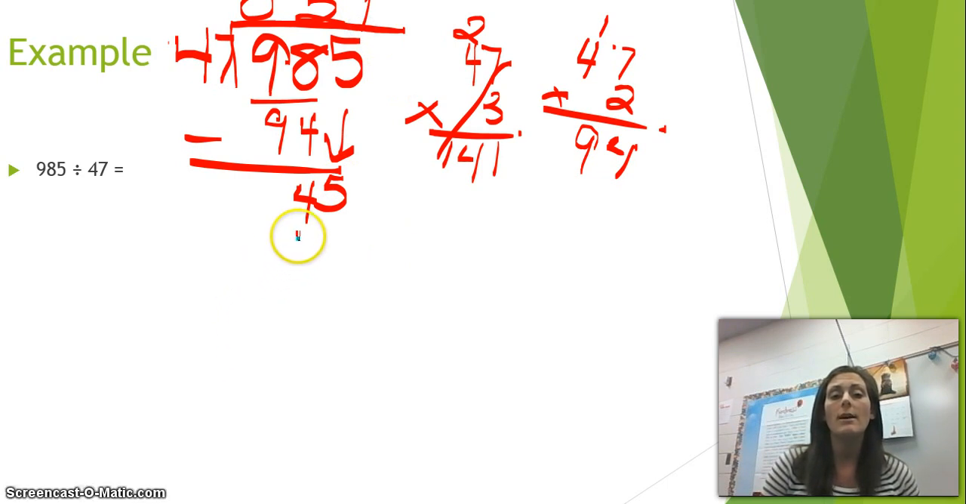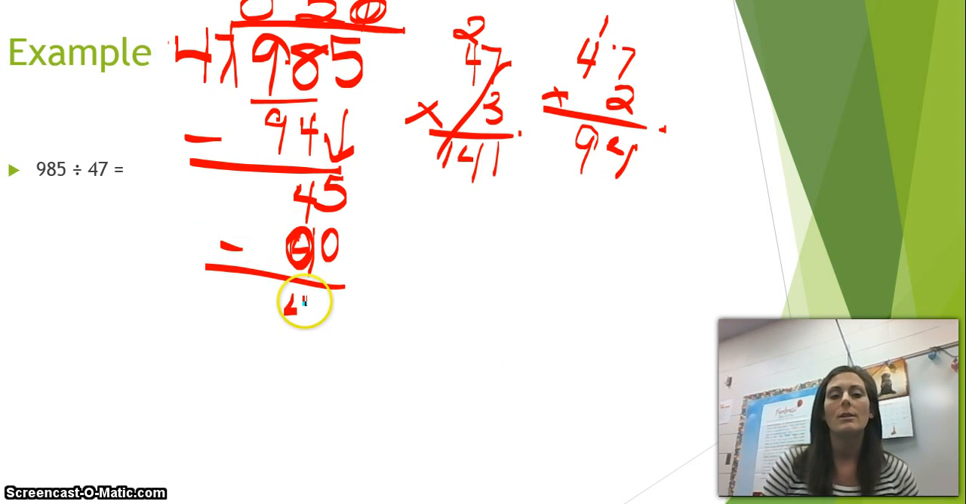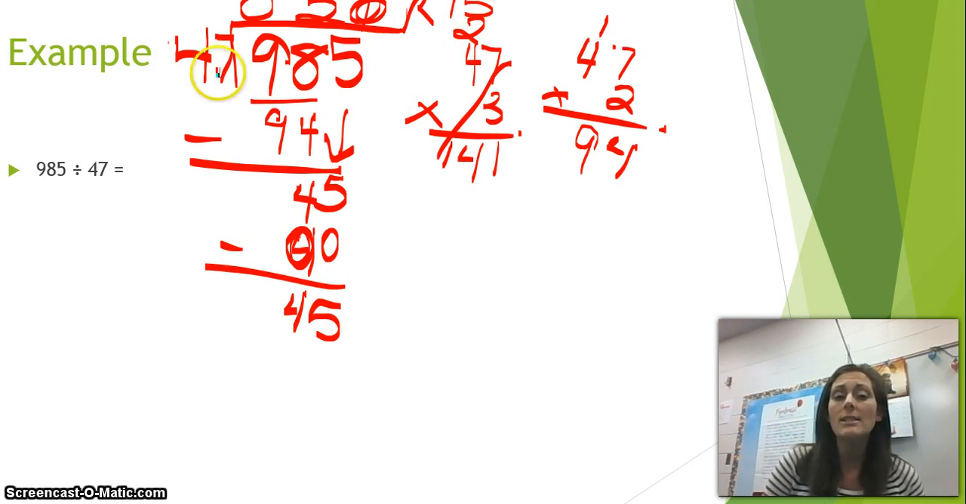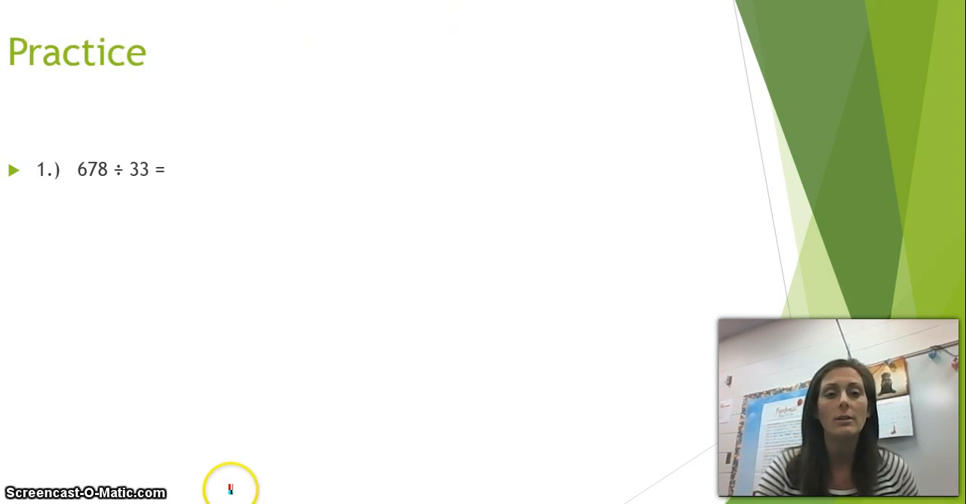47 goes into 45 one time? Oh, 47 does not go into 45. Sorry. So that's a 0. 0 times 47 is 0. Subtract that and we get 45. So we have 20 remainder of 45. Now the remainder is less than the divisor, so this could be right. Let's check our answer.